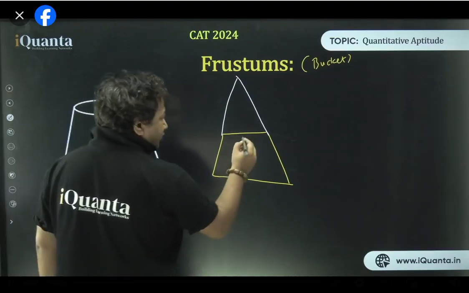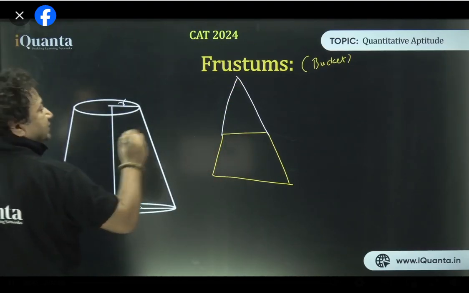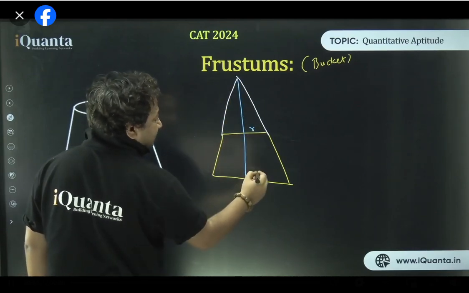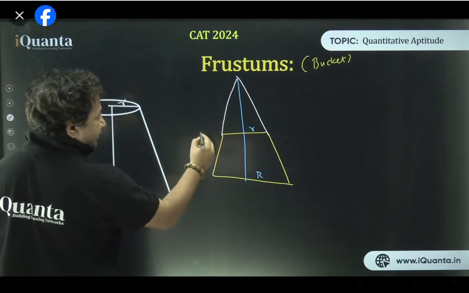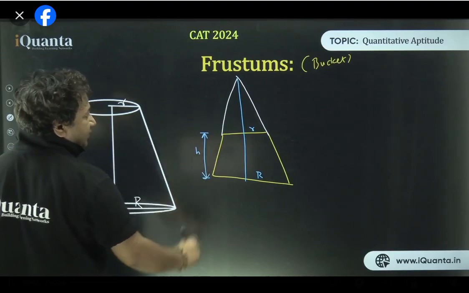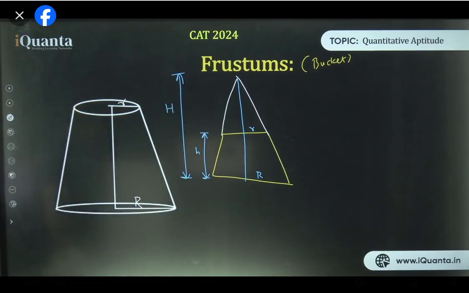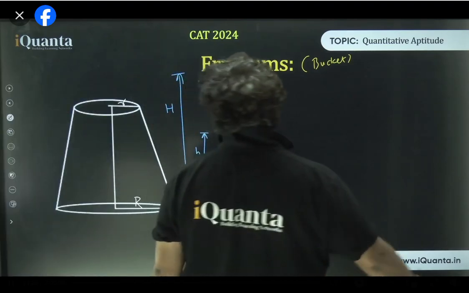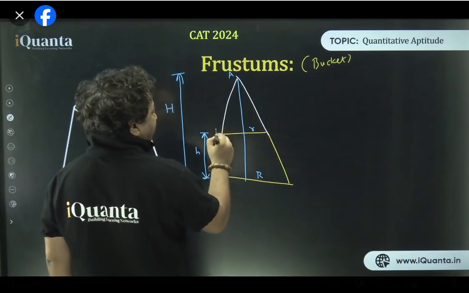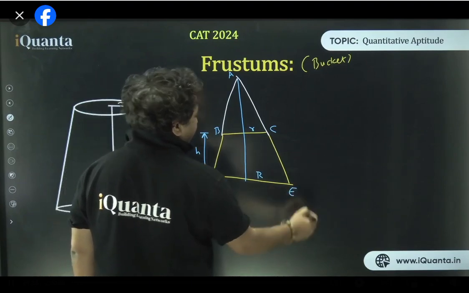using similarity. So if I join it like this, let me join the center. This is R and this is capital R. Okay. And this one is the height. And let this whole be capital H. Okay. Is that clear? Okay. So I'll also mark the points. Let this be A, this be B, C, D, and E.